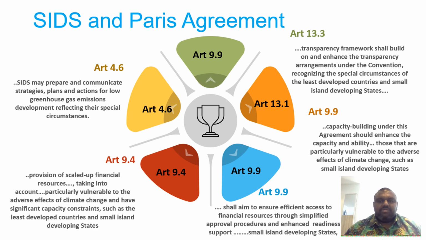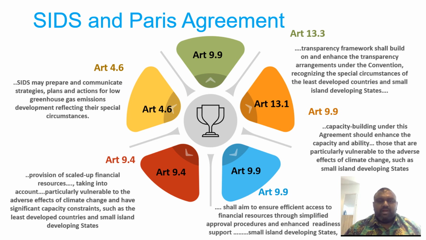The institutions serving this Agreement, including the operating entities of the financial mechanism of the Convention, shall aim to ensure efficient access to financial resources through simplified approval procedures and enhanced readiness support for developing country Parties, in particular for the least developed countries and small island developing states, in the context of their national climate change strategies and plans.